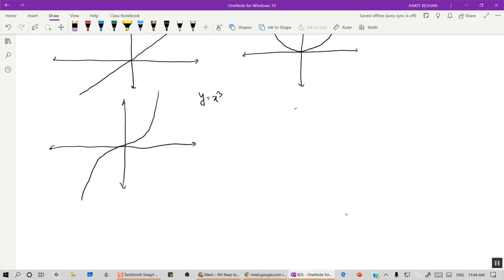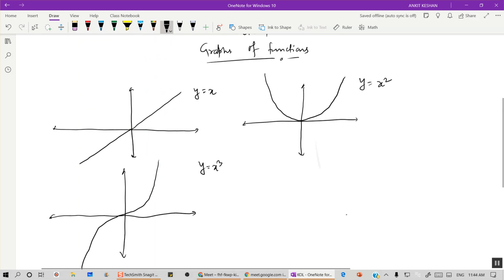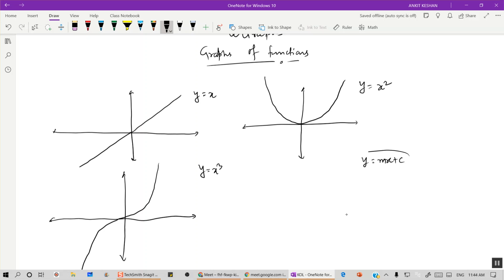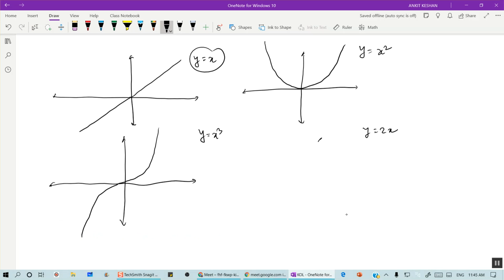At first we want to draw y equal to 2x, so we will use y equal to x. So y is equal to mx plus c is the equation of a straight line. Here the value of m was 1, and now you are putting the value of m equal to 2, y is equal to 2x, so the slope is increased.